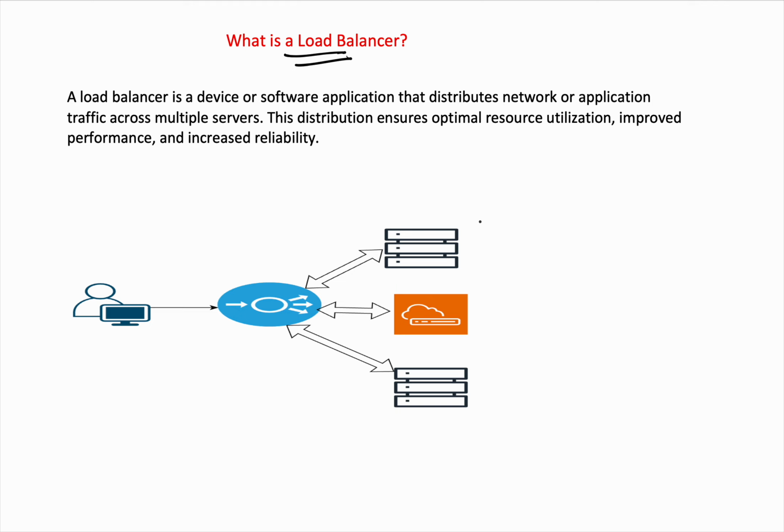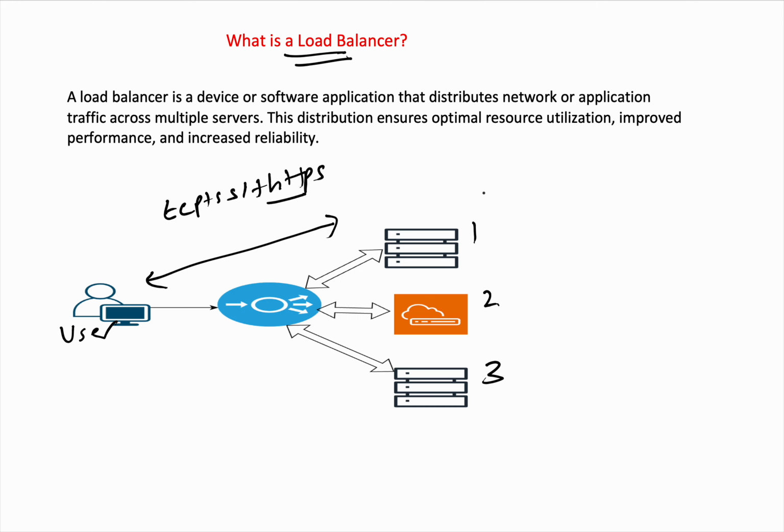So traditionally, how do we access servers? You have three servers: one, two, and three. You're a user sitting here and you're trying to access an application. Now what happens? This is the user. You try to access an application, so you follow a few steps: TCP plus SSL, and then using HTTPS, you try to access the data.